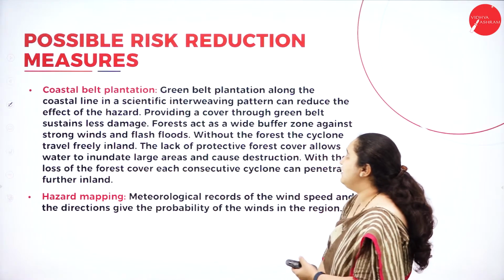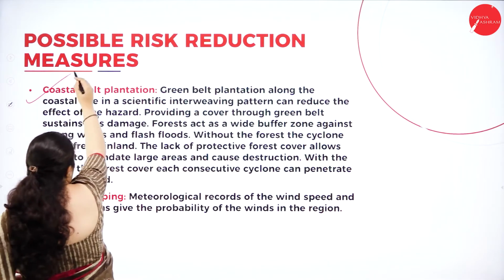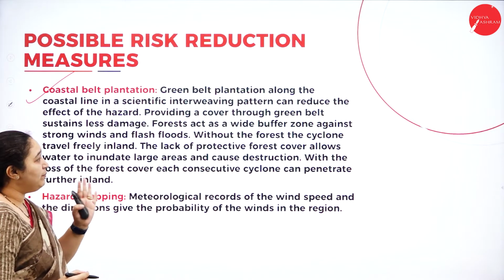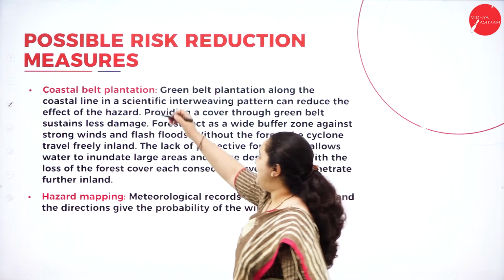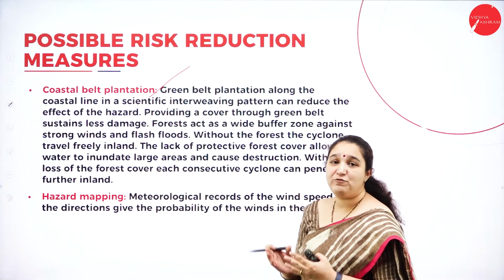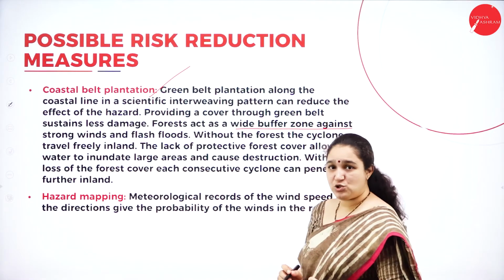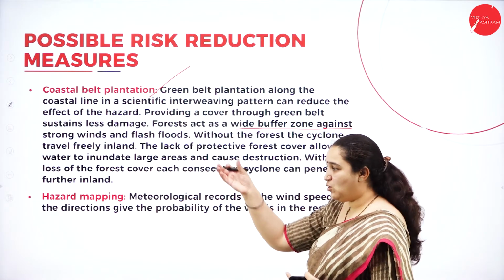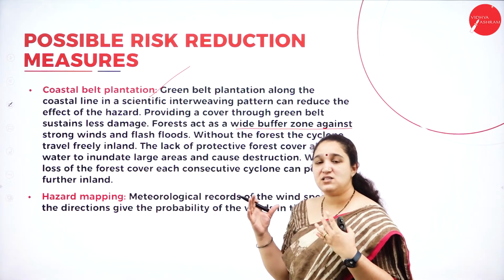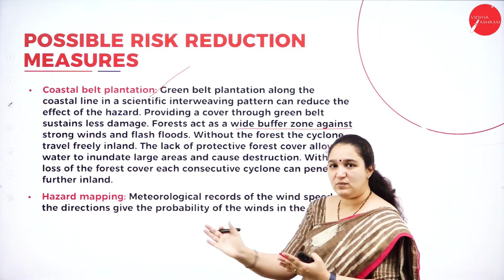So what are the possible risk reduction measures which we can take? The coastal belt plantation. The green belt plantation along the coastal line in a scientific interweaving pattern can reduce the damage. In the coastal belt, there can be plantation or there should be forest which can actually act as a wide buffer zone against the cyclones. That is, in the coastal belt, the plantations are in the form of tall trees, or there is a lot of forest area. They will not allow the cyclone to just come into the inlands.